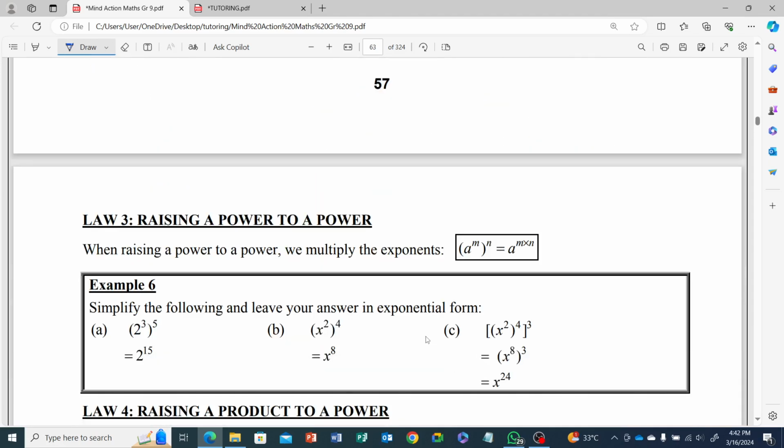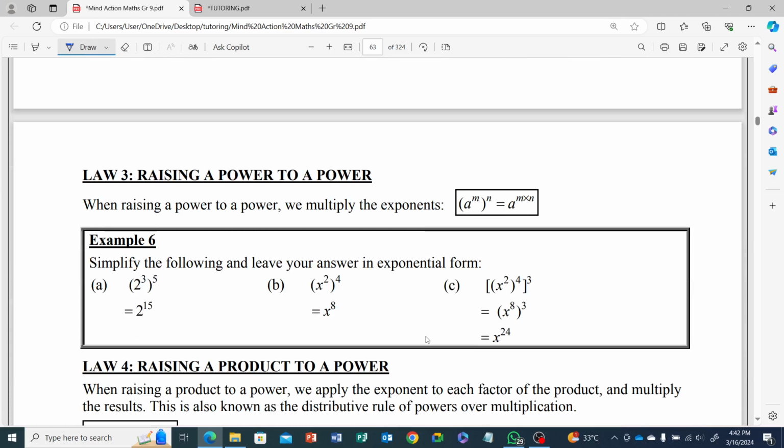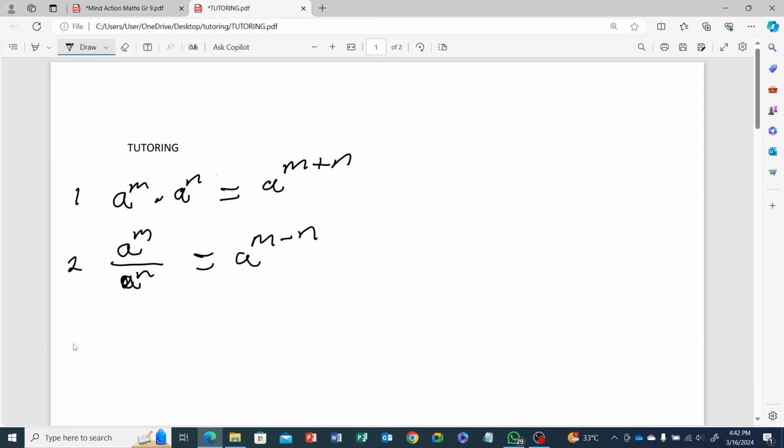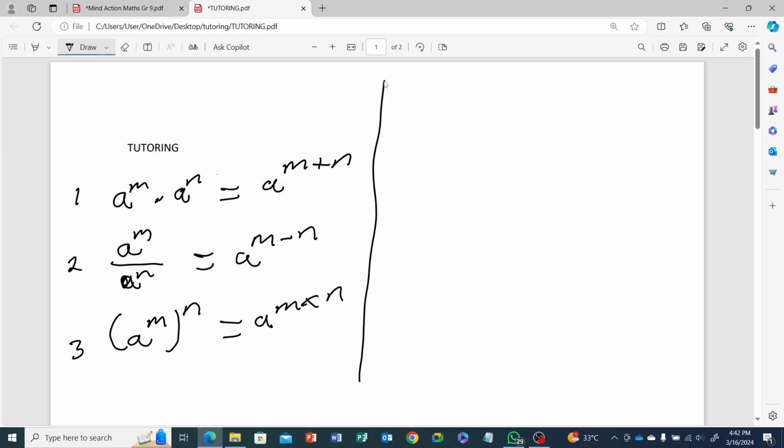No problem. Now, law 3, raising a power to a power. What law 3 says, if you have a to the power of m, all of it, meaning everything, also raised to the power of n, the answer should be a to the power of m times n. So that's the meaning of that law.